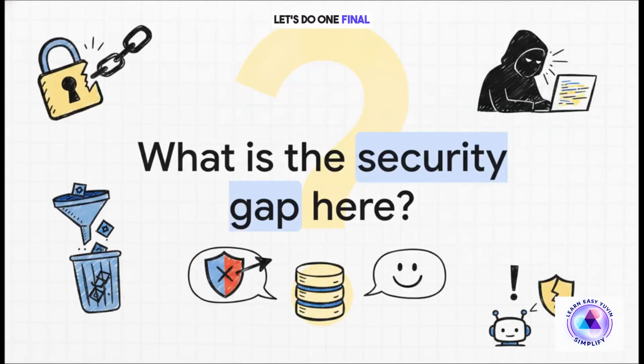Let's do one final knowledge check, and this one is all about security. An agent system prompt strictly says, "Only allow select queries." However, the SQL tool itself is programmed to execute whatever query it receives. A clever user tricks the LLM into generating a drop table statement deleting your data. What is the core security gap here?